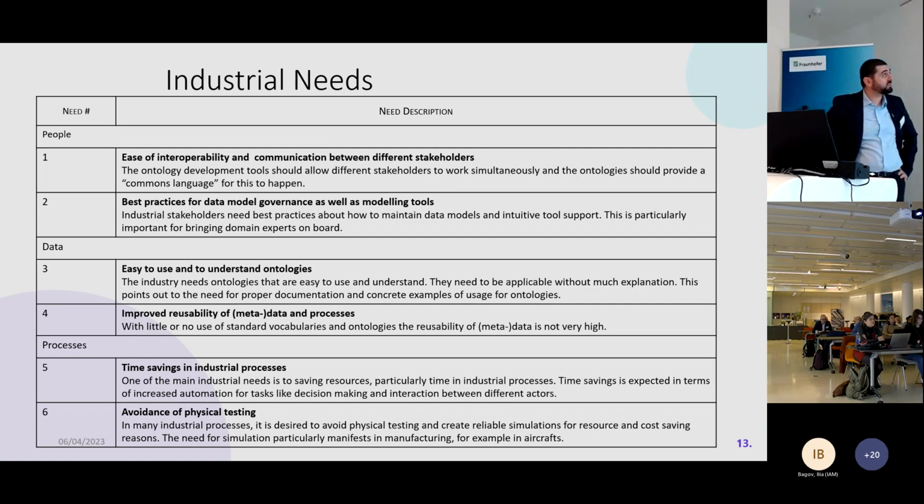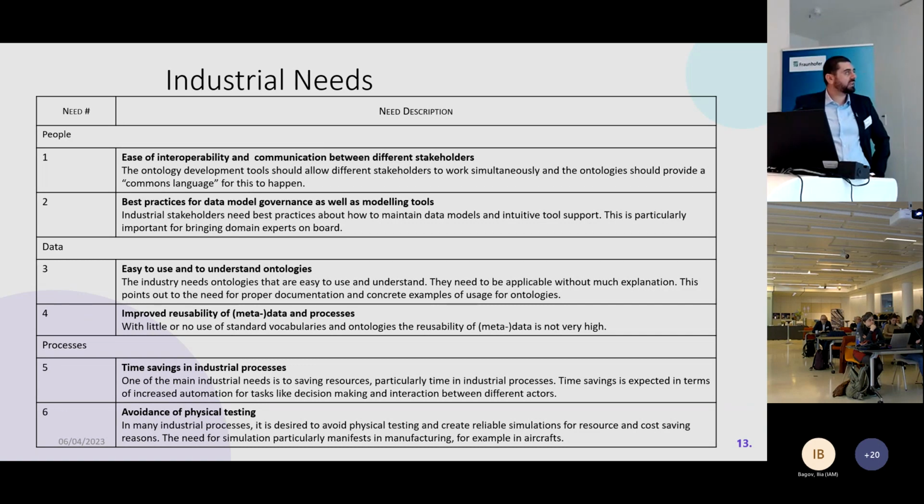Also, what industrials need in terms of people is to use best practices for data models and best practices for data model governance, as well as modeling tools. So there is a need that usually comes up, which is the need for tools.